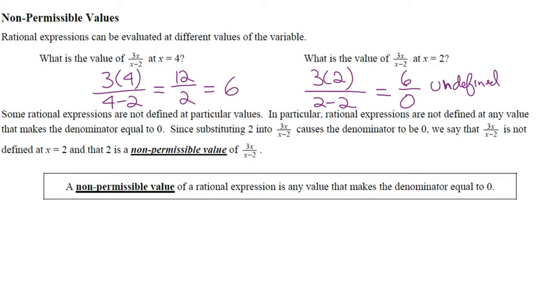That means that when we are dealing with rational expressions, we have to be careful. Some rational expressions are not defined at particular values. In particular, rational expressions are not defined at any value that makes the denominator equal to 0. Since substituting 2 into 3x over x minus 2 causes the denominator to be 0, we say that 3x over x minus 2 is not defined at x equals 2, and that 2 is a non-permissible value of 3x over x minus 2. In other words, you're not allowed to substitute a 2 into here because it would give you a 0 in the denominator. So a non-permissible value of a rational expression is any value that makes the denominator equal to 0. Any questions so far?